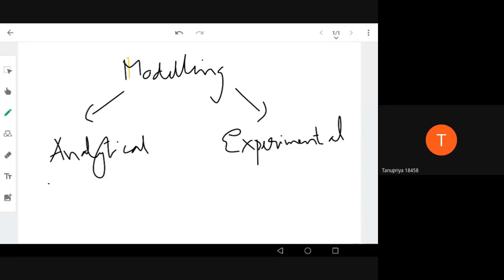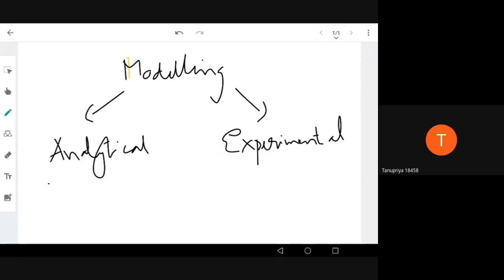Like we have taken the example of a transformer, where we need to know what the components inside the transformer are, what the equivalent circuit of a transformer is, etc. Then based on that we'll model power dissipation, we'll model the efficiency, etc. Okay, so what is experimental modeling?